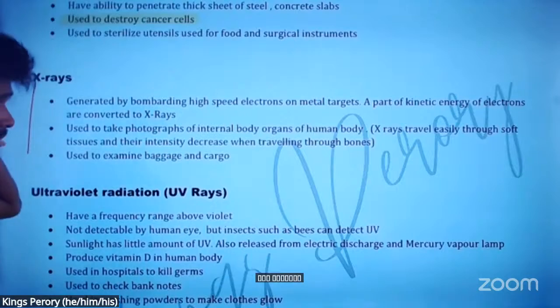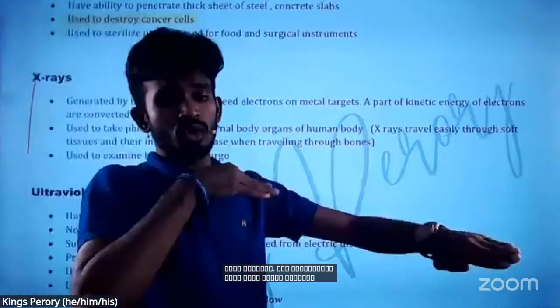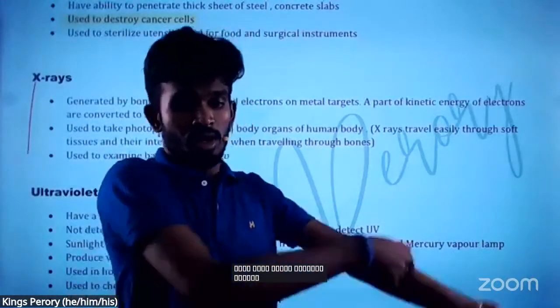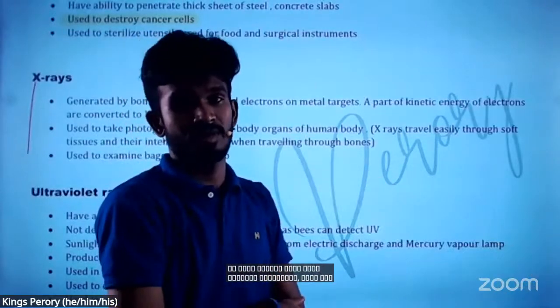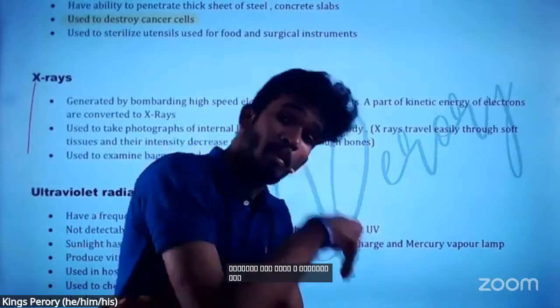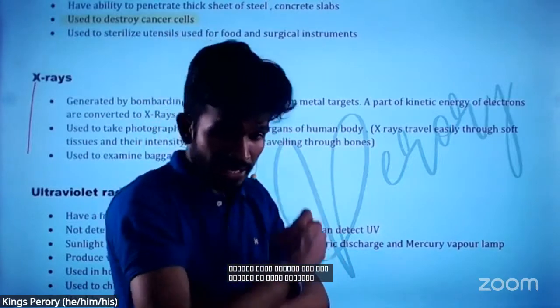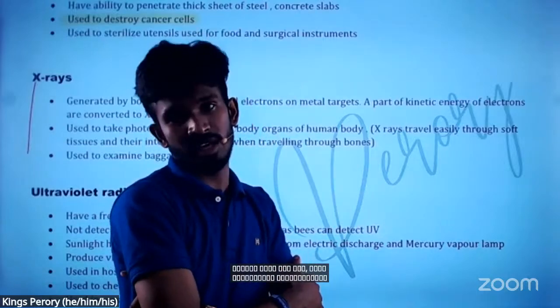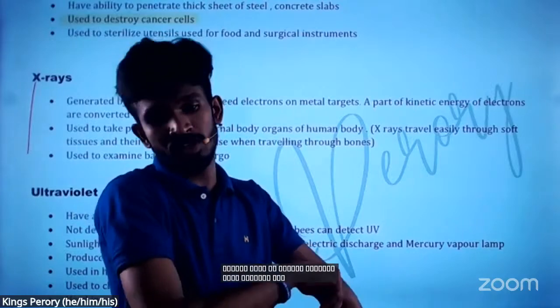X-rays can easily travel through soft tissues. Through your skin, through your soft muscles, it can travel. But can it travel through your bones? No. It is stopped by our bones. That is how internal photographs are taken. Through the bones, X-ray can't travel, but through soft tissues, X-ray can travel.